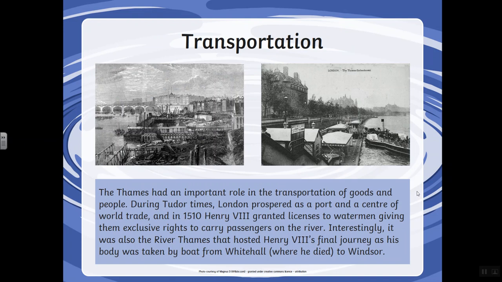Transport. The Thames had an important role in the transportation of goods and people. During Tudor times, London prospered as a port and a centre of world trade, and in 1510 Henry VIII granted licences to watermen, giving them exclusive rights to carry passengers on the river. Interestingly, it was also the River Thames that hosted Henry VIII's final journey, as his body was taken by boat from Whitehall, where he died, to Windsor, where he was buried.